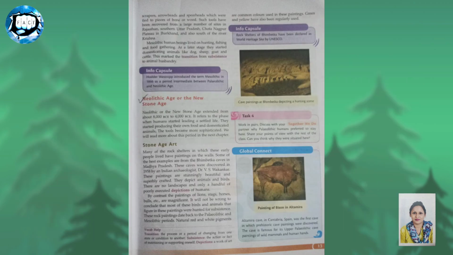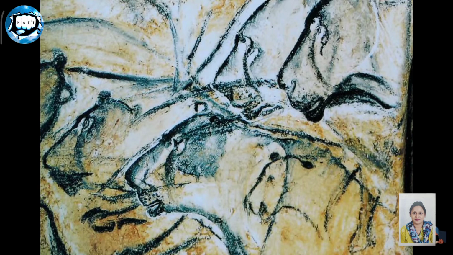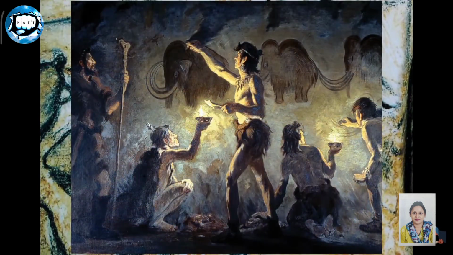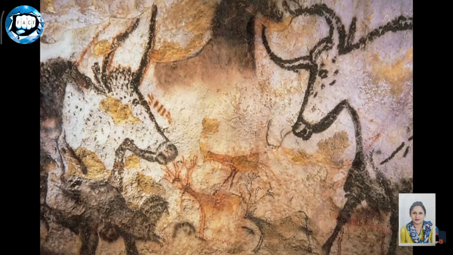They depict animals and birds. There are no landscapes and only a handful of poorly executed depictions of humans. Depictions means a work of art. Most of the paintings were of lions, stags, horses, bulls, etc.